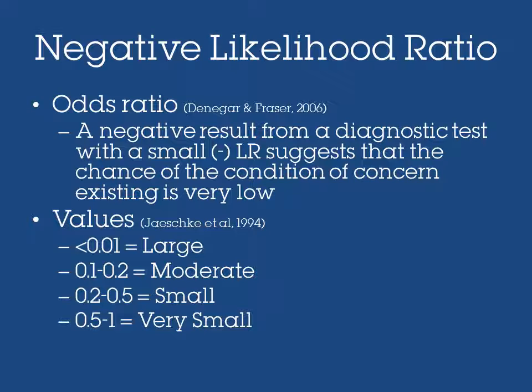For example, less than 0.1 is considered a large negative likelihood ratio. 0.1 to 0.2 is considered moderate, 0.2 to 0.5 is considered small, and 0.5 to 1 is considered very small. So to review, for positive likelihood ratios, we really want large numbers above 10, and for negative likelihood ratios, we want very small numbers below 0.1.